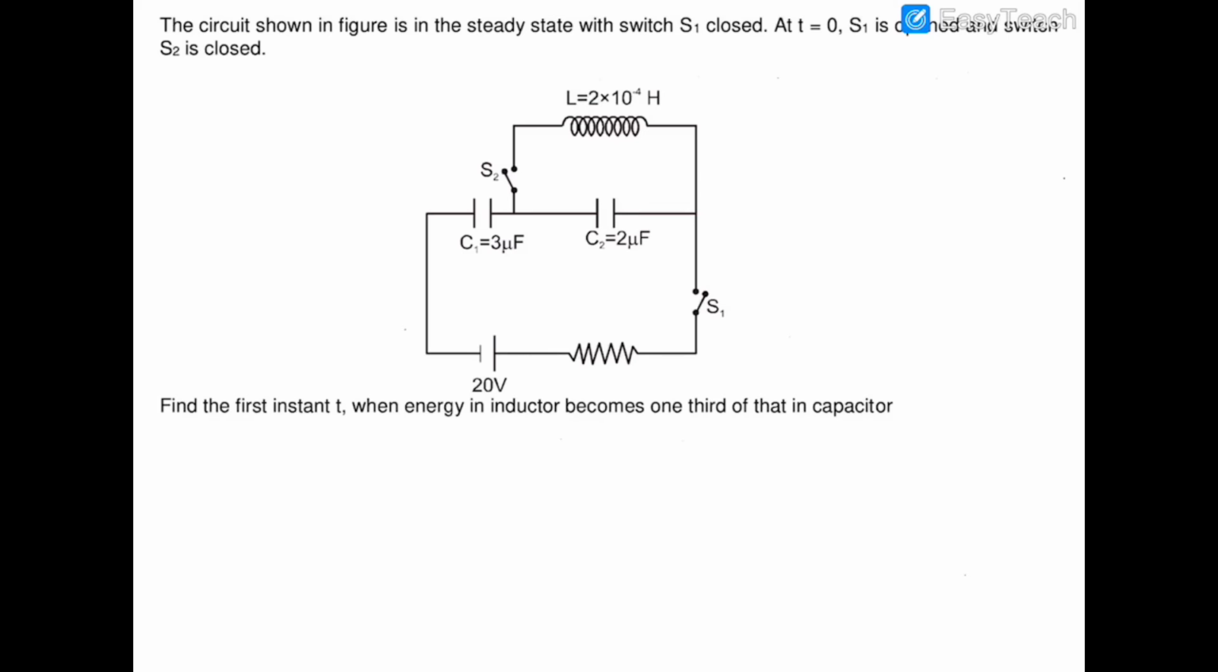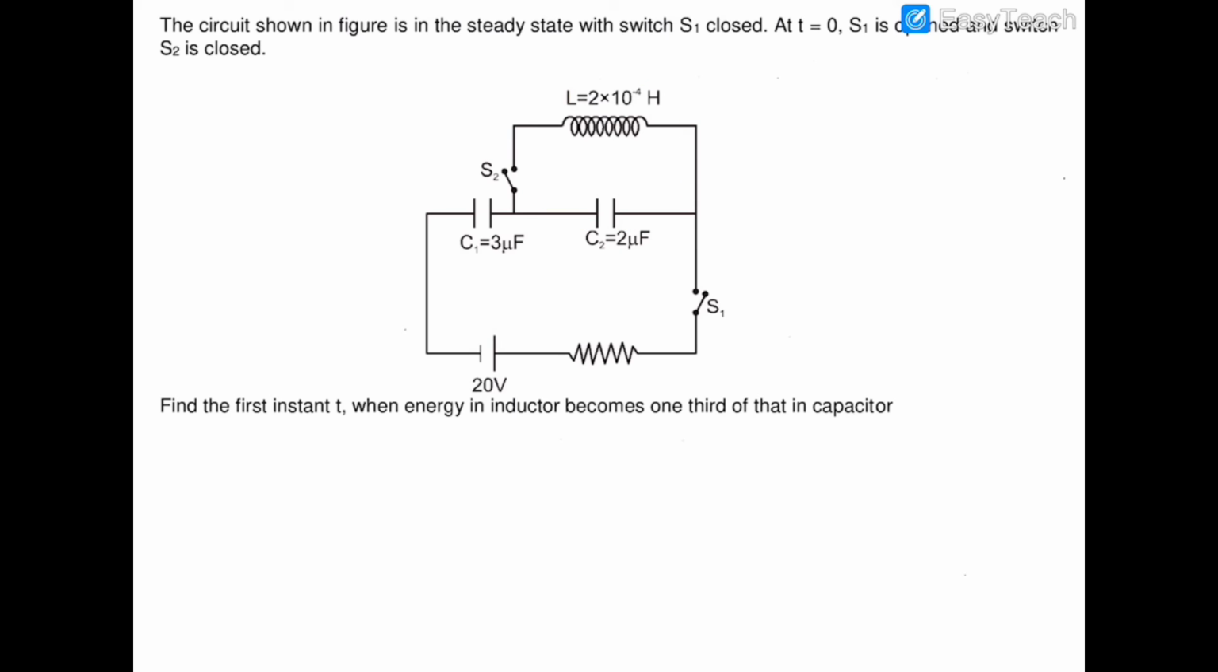In this question, as you can see, there are two switches, and initially switch S1 was closed and S2 was open, so that this circuit was in active mode till it achieves its steady state. Now at the time when this circuit achieves its steady state, this switch S1 was opened and S2 was closed, so that this inductor and this capacitor become in parallel.